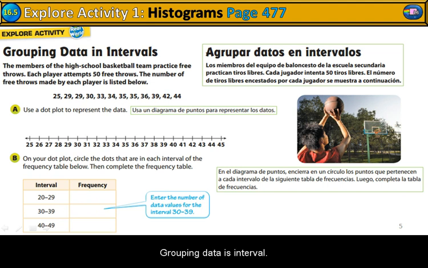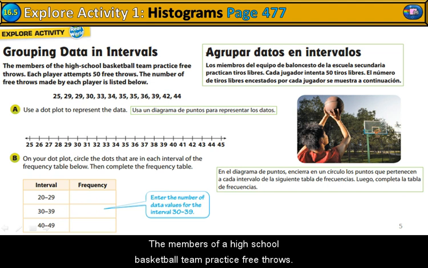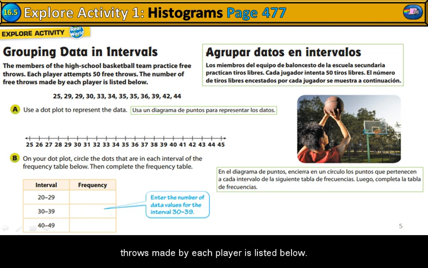Grouping data in intervals. The members of a high school basketball team practice free throws. Each player attempts 50 free throws. The number of free throws made by each player is listed below. 25, 29, 29, 30, 33, 34, 35, 35, 36, 39, 42, and 44.